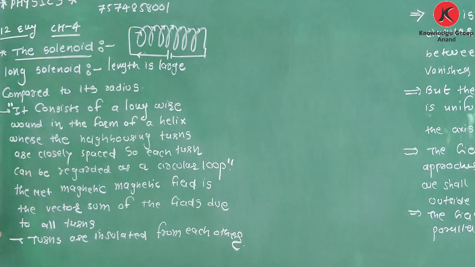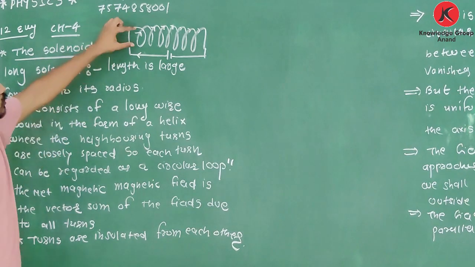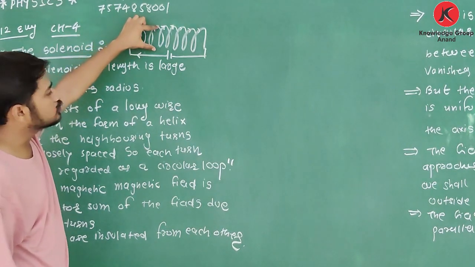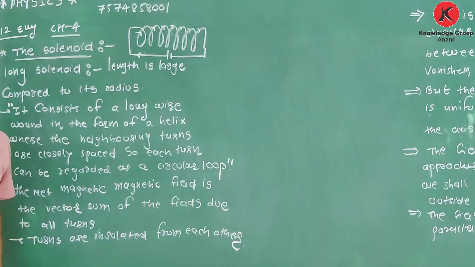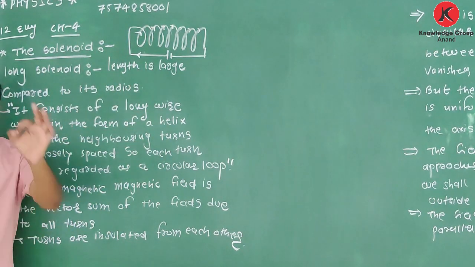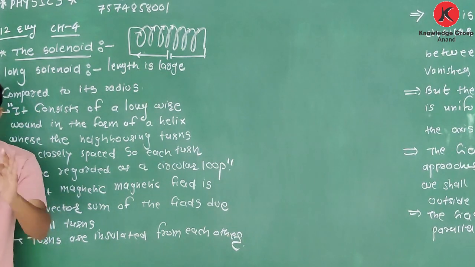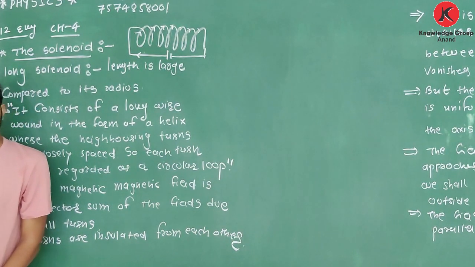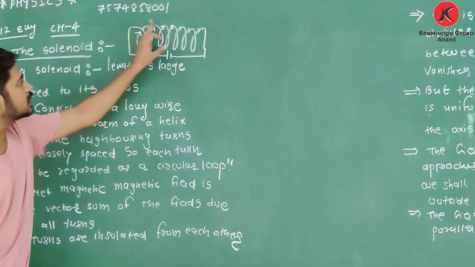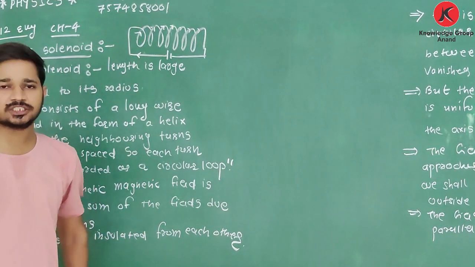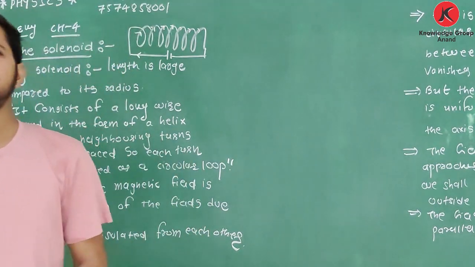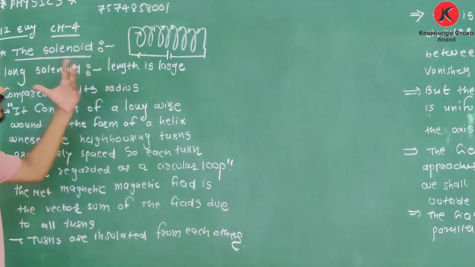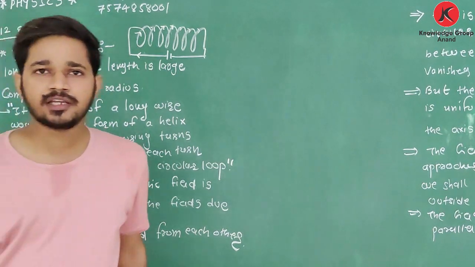And how do we find that magnetic field? The net magnetic field is the vector sum of the fields due to all turns: the field due to this turn plus the field due to this turn plus the field due to this turn. So a solenoid is used to produce a magnetic field. These turns are insulated from each other. Now, how is the magnetic field produced? What is the direction of the magnetic field?